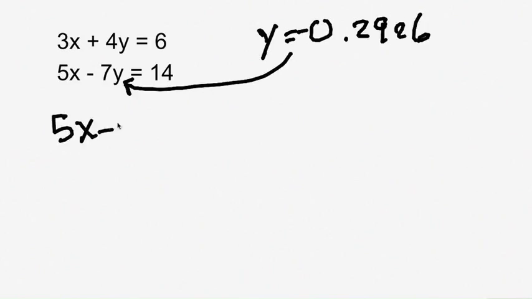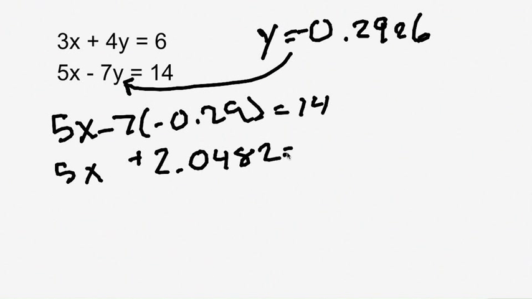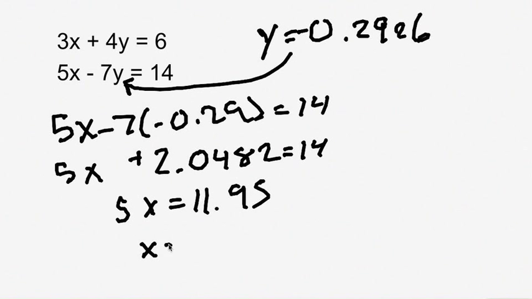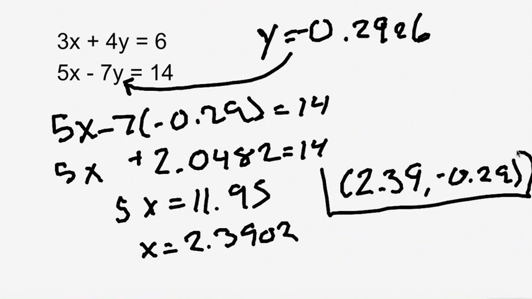So 5x minus 7 times negative 0.29 equals 14. So 5x plus 2.048 equals 14. 5x equals 11.95. x equals 2.3902. We can express our answer as an ordered pair: 2.39, negative 0.29. And that is the answer.